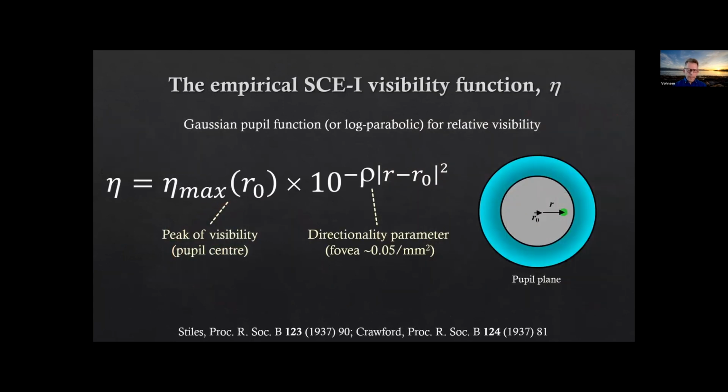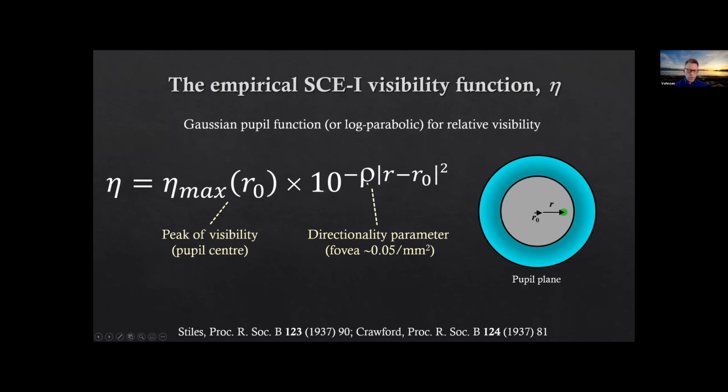A few years later, in 1937, Stiles and Crawford independently suggested this empirical Stiles-Crawford function, where you have a peak of visibility centered at a certain point, R0, and then a directionality parameter, rho, which tells you basically how quickly this curve drops off in effective visibility as you move out to the periphery of the pupil. For the fovea, typically a value of around 0.05 per square millimeter is measured.